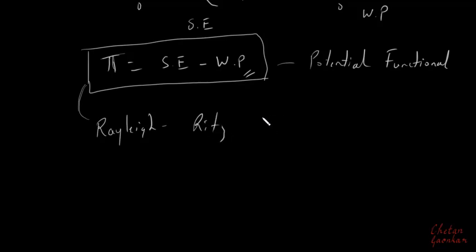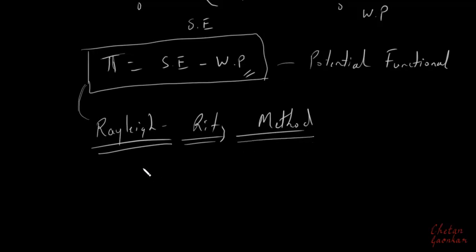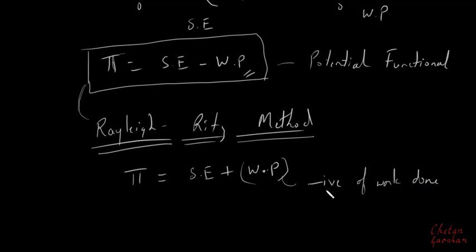Rayleigh-Ritz method, wherein we directly start solving the structural problem from this step, wherein we write the potential functional as strain energy plus work potential. But usually this work potential is the negative of work done. So further we can also write it as strain energy minus work potential.